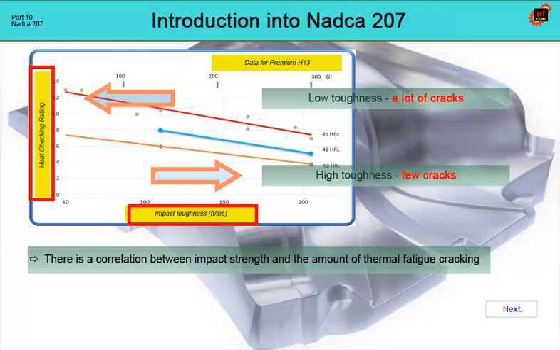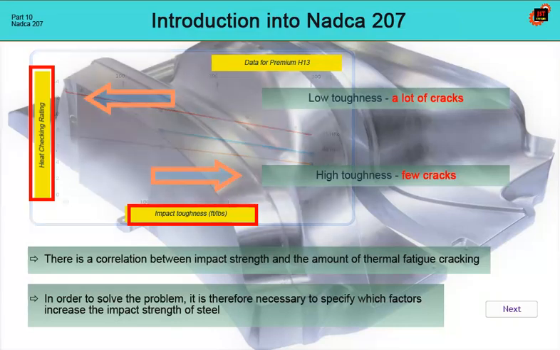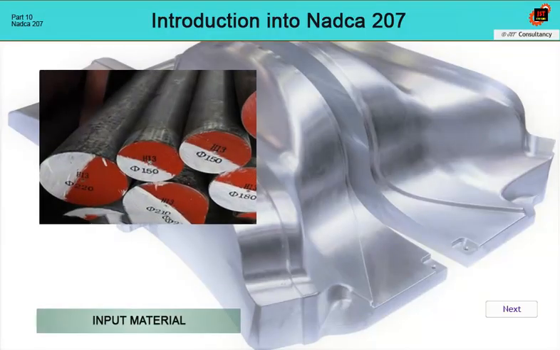Therefore, if we deal with the specification of steel properties that increase the impact strength, then we will achieve a longer tool life. The issue of impact strength of steels for hot work can be divided into two basic groups. First, it is the input material and its properties. Second, it is heat treatment.